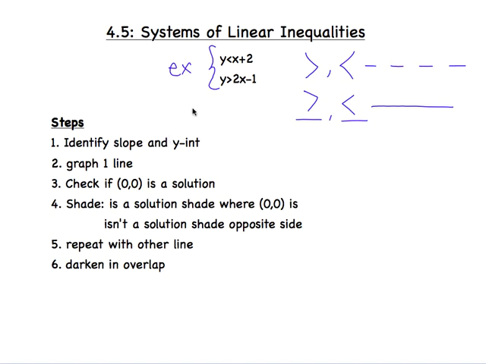But the first thing you're going to do is identify the slope and the y-intercept of one equation. And then you're going to graph that line. Then remember, since it's an inequality, we need to include shading. So we check if 0, 0 is a solution unless it's on the line. Then we pick any other point that's not on the line. And then we shade. So remember, if it is a solution, you shade where 0, 0 is. If it is not a solution, you shade the opposite side. Then you're going to repeat those same steps with the other equation, and we're darkening in the overlap.